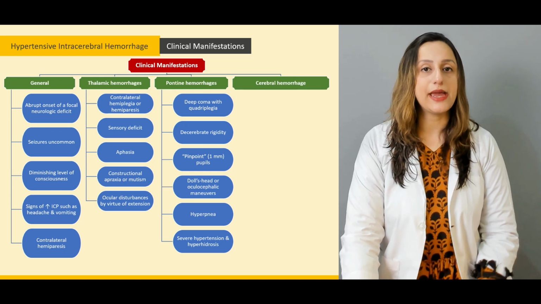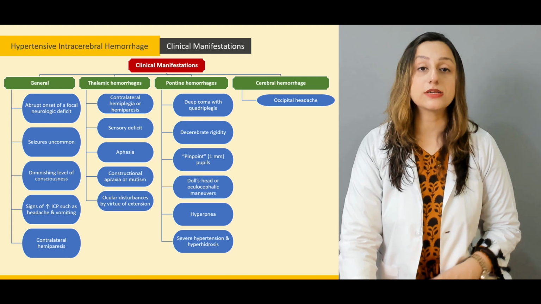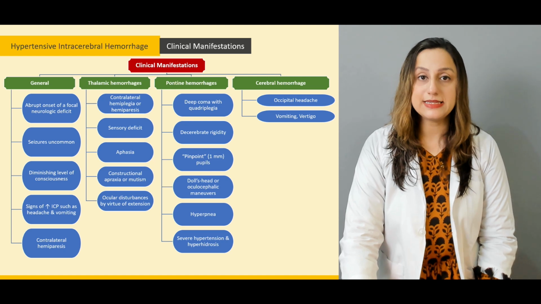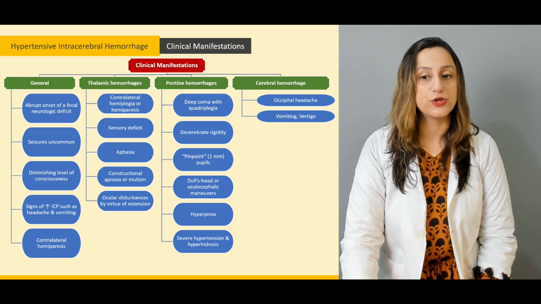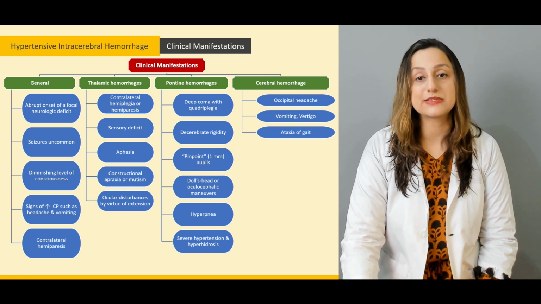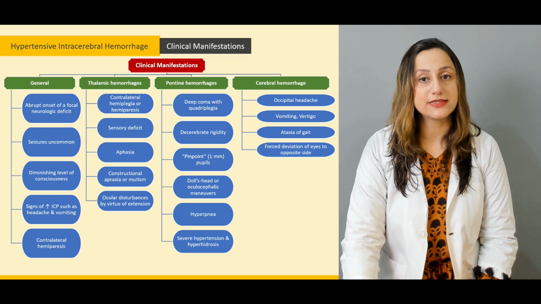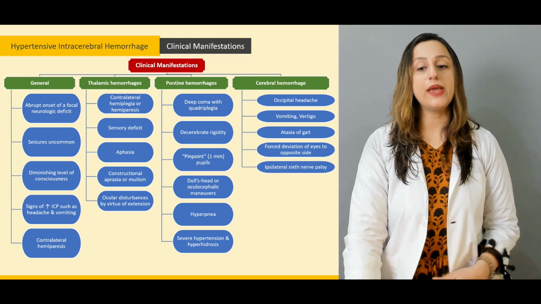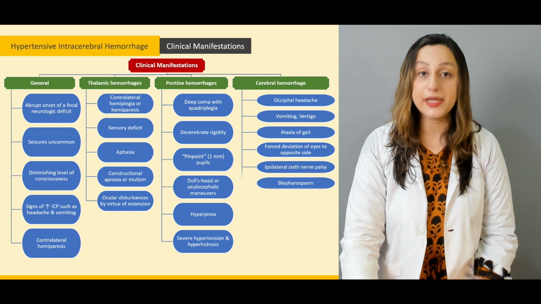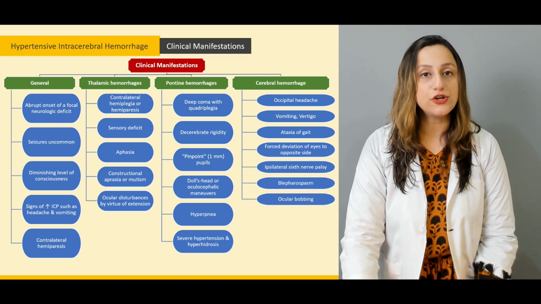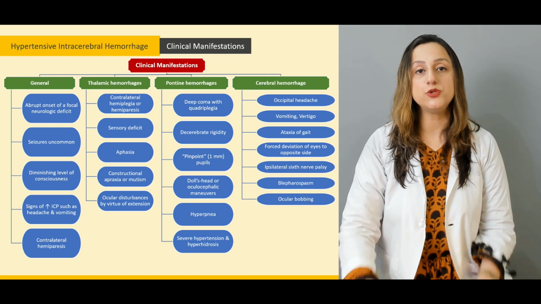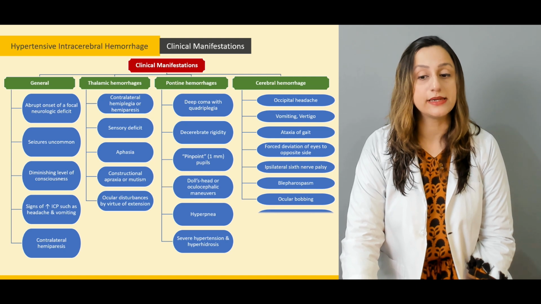In cerebellar hemorrhages, occipital headaches are quite common. The patients present with episodes of vomiting and vertigo, and particularly ataxia of gait. The uncoordinated gait is a specific sign. Forced deviation of the eyes to the opposite side is seen. Then we have a particular sign known as ipsilateral sixth nerve palsy. Blepharospasm is noted. Ocular bobbing is basically the protrusion of the eyelids. The sixth nerve is usually involved in this kind of ocular bobbing reflex.